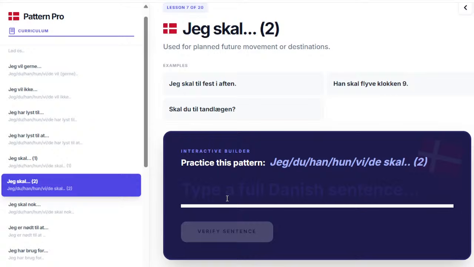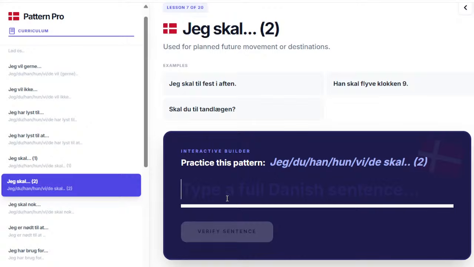So if you're going to some destination or various destinations, you could say, jeg skal til fest i aften, going to a party tonight. Skal du til tandlægen? Are you going to the dentist? Han skal flyve klokken 9. He's flying at 9 o'clock. So, jeg skal til fest, because it's a plan.